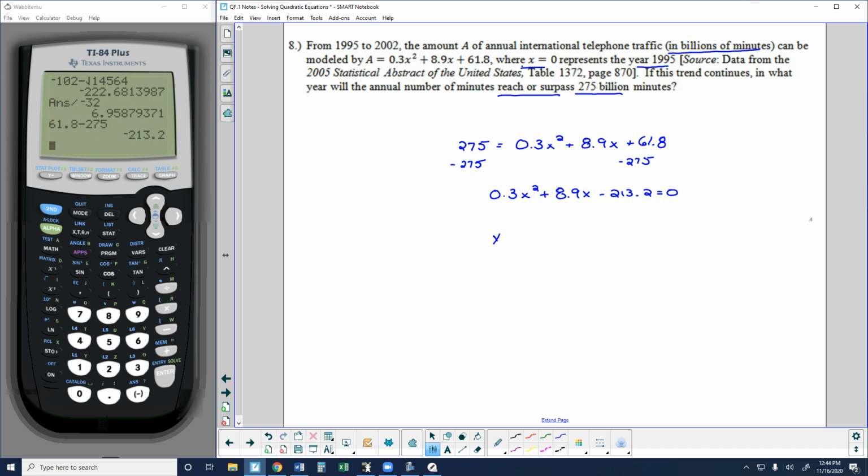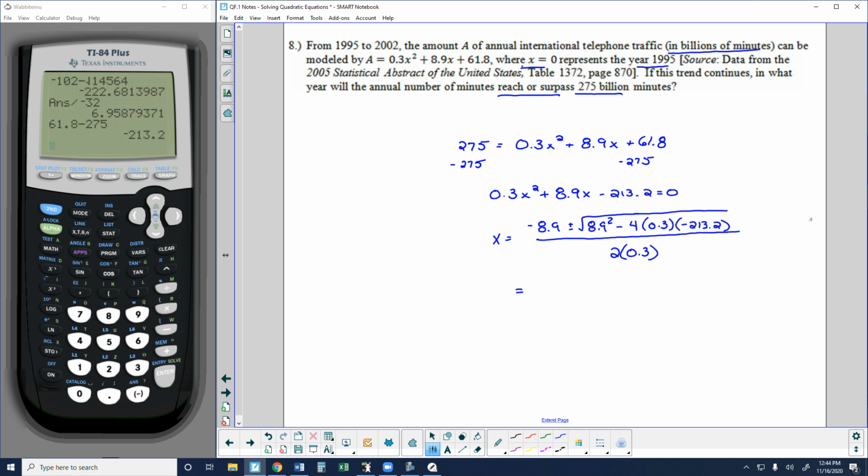So x is going to equal negative b, my b value is 8.9, plus or minus the square root of b squared, so 8.9 squared, minus 4 times a, which is 0.3, times c, which is negative 213.2. Don't forget that negative that goes with c. All over 2 times 0.3.